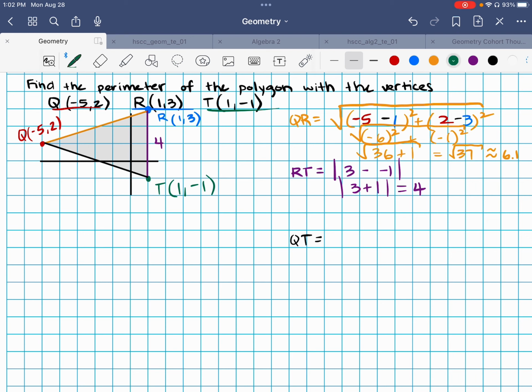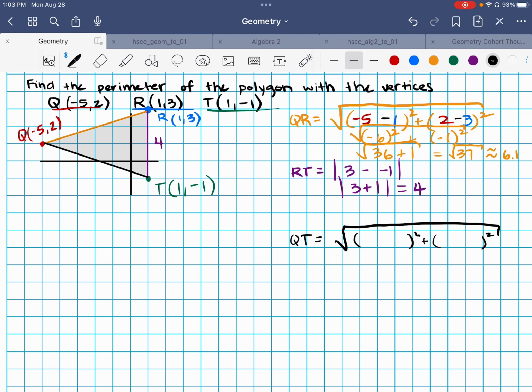All right, next we're going to focus on QT. QT is the black line that's right over there. And since it's diagonal, we're going to also use the distance formula. So we're going to take out the big, gigantic house. We're going to put 2 rooms in our house. We're going to add those rooms together, so we're going to join them with a plus sign.